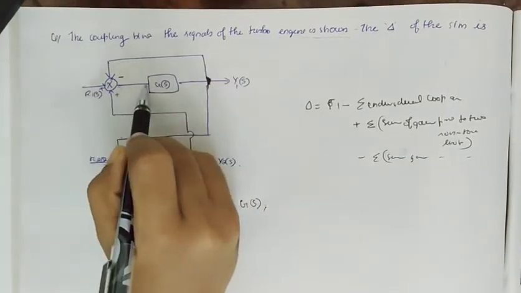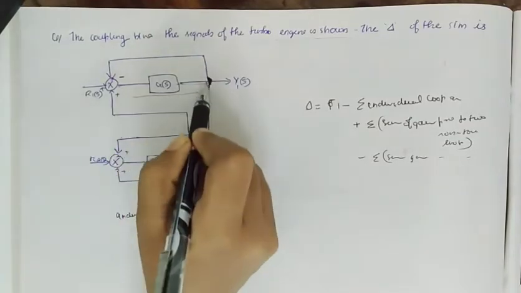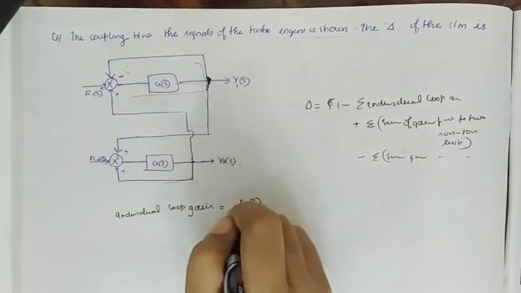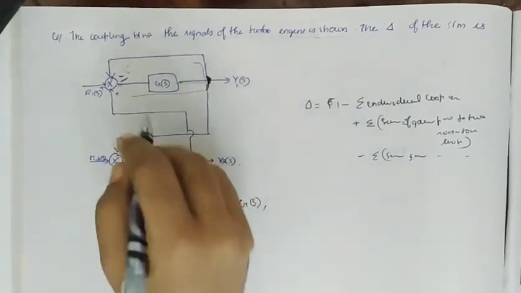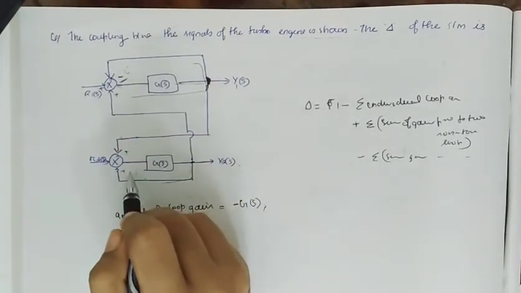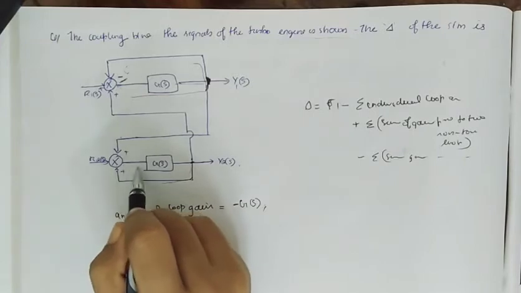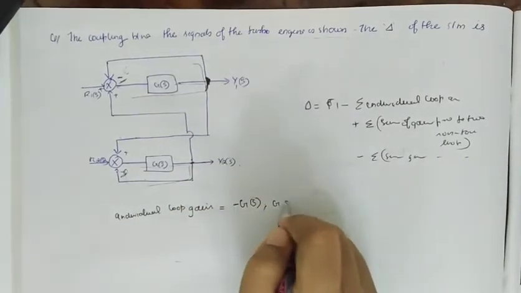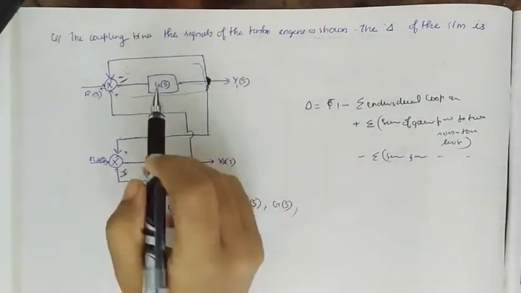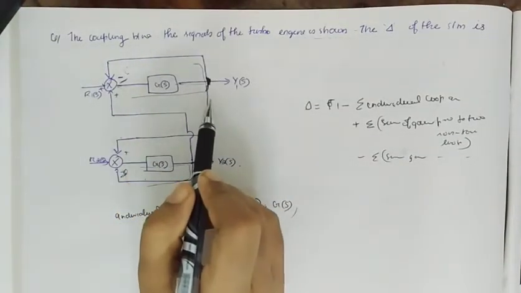So this is a loop, right? G of S, and then coming back, that is negative G of S, because it is negative here. Please take the sign. And coming to this particular loop, we will see G of S and coming back, but here it is plus, so it will be G of S only. And we'll see if any other loops are there.